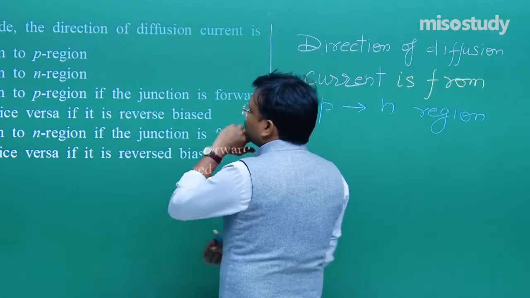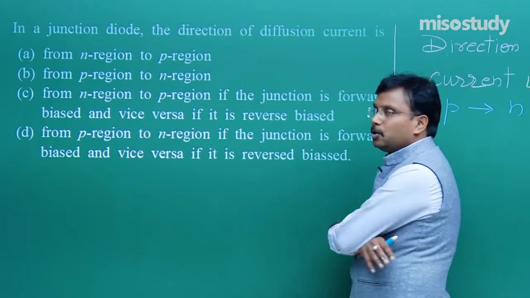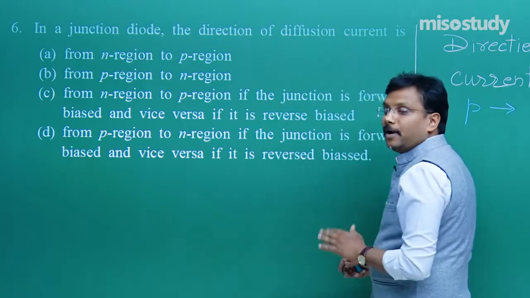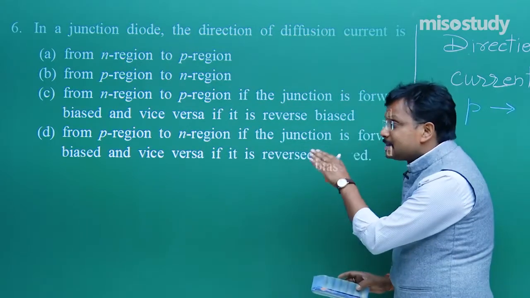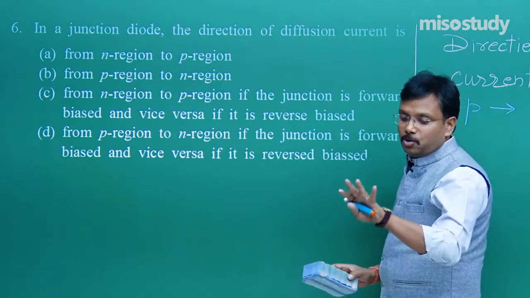you will read like this: in a junction diode the direction of diffusion current is from P region to N region, because it is fed in your memory, fine. So, by picking these types of questions, I am just trying to show you what should be your approach.